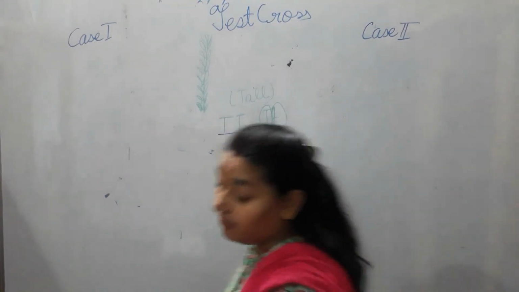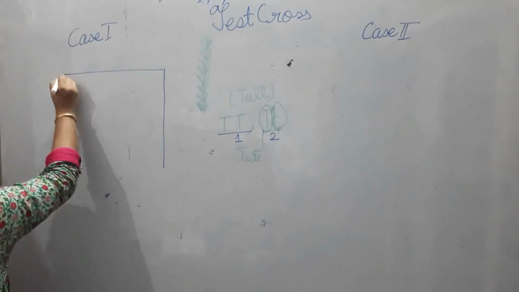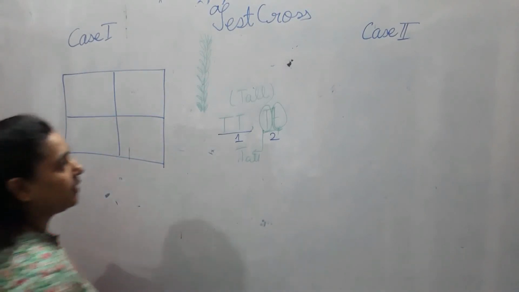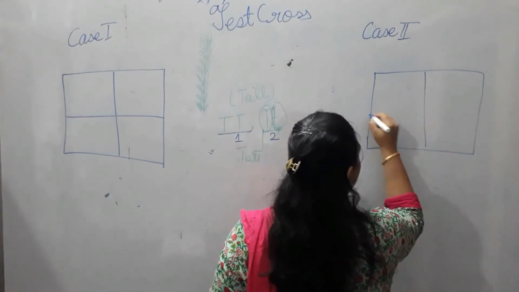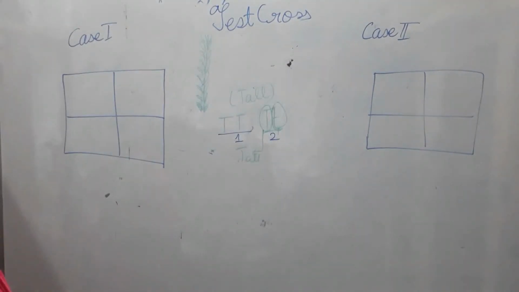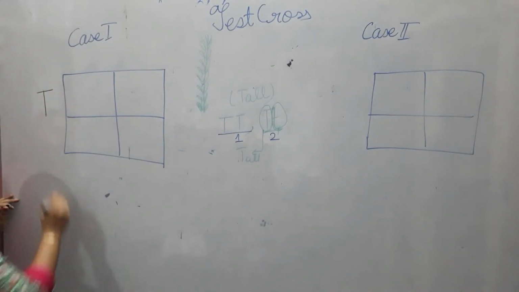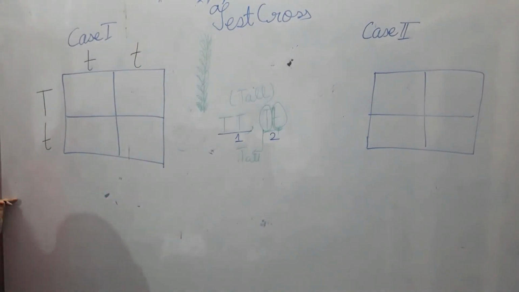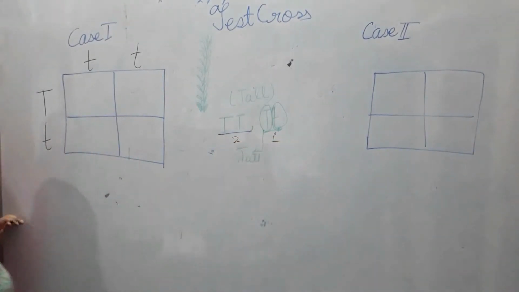So now let us see both the cases by making a Punnett square. Let's make a Punnett square here. Same way here also we are going to make a Punnett square. Now let us fill it. Here we are going to take, for the first case, capital T, small t and small t with small t. Okay, so let us see this.